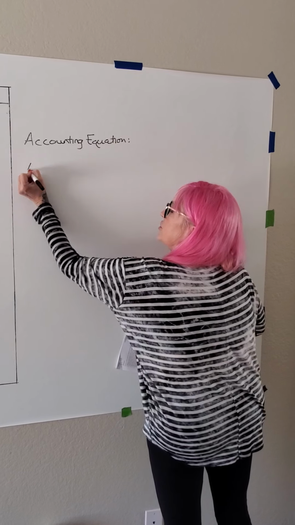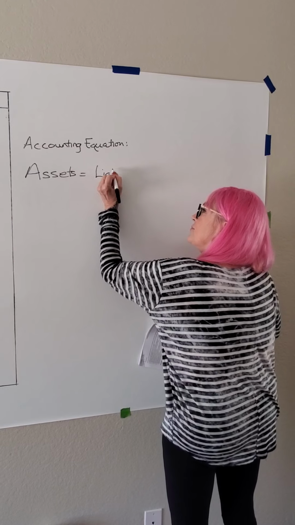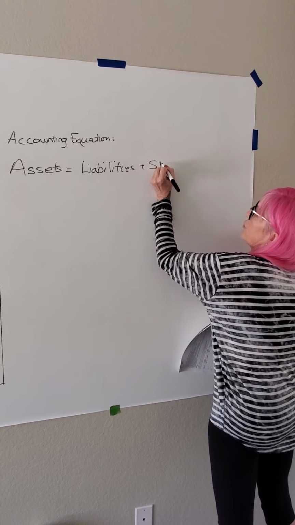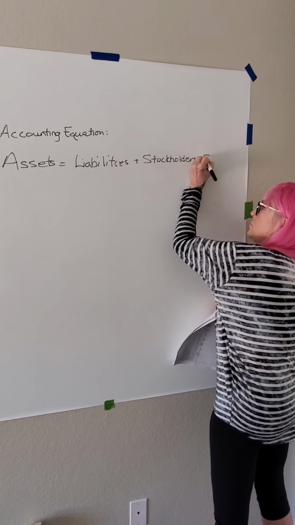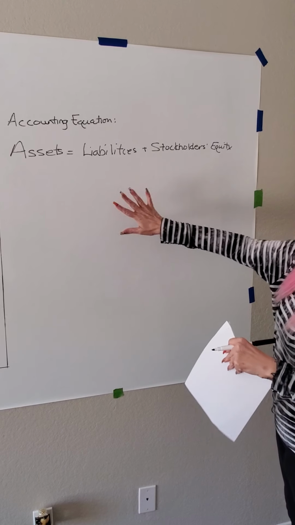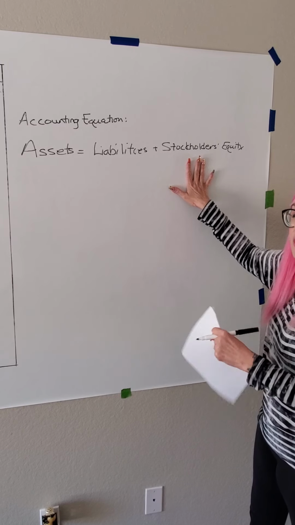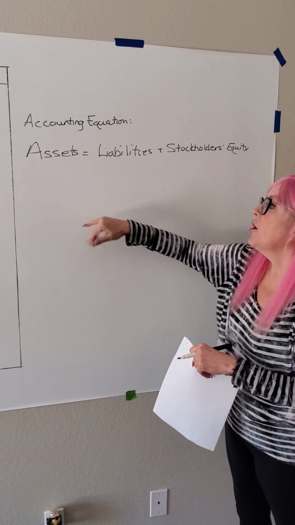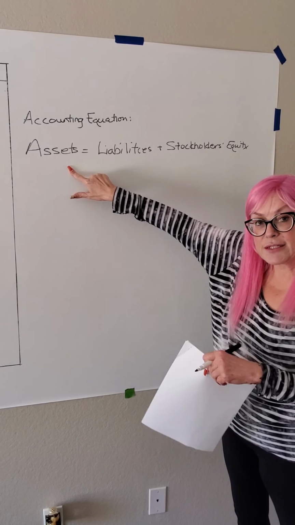And the accounting equation is that assets equal liabilities plus stockholders' equity. So you're like, okay, well, what does that mean? One, this always has to remain in balance. So let's say you have assets and you know stockholders' equity. You can solve for liabilities by subtracting the stockholders' equity from the assets. If you have liabilities and stockholders' equity, you add those two together and that's going to give you total assets.